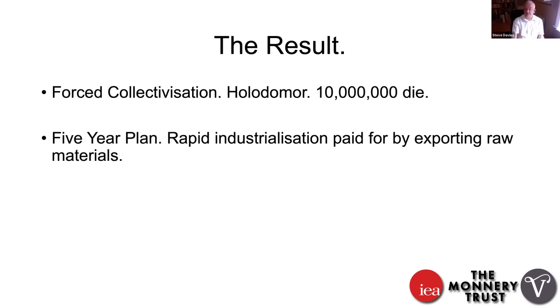Planned forced industrialization, very rapid industrialization, paid for by exporting raw materials. So the way that the industrialization of the 5-year plan was done was by importing German and American equipment and machine tools and paying for it by exporting raw materials, grain in particular, but also diamonds, minerals of various kinds.